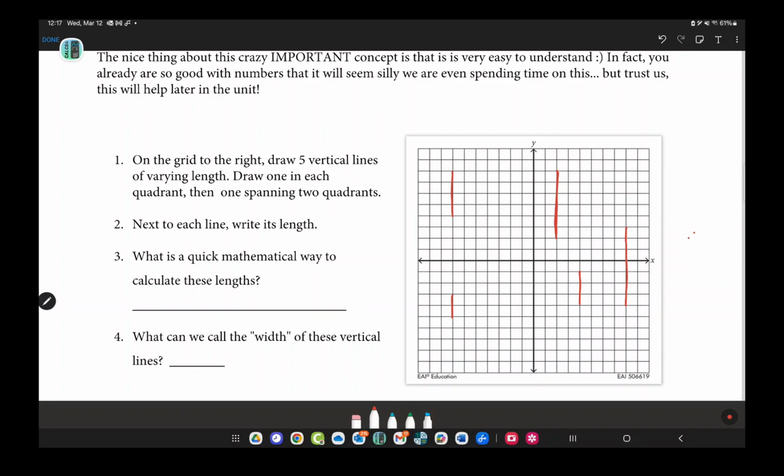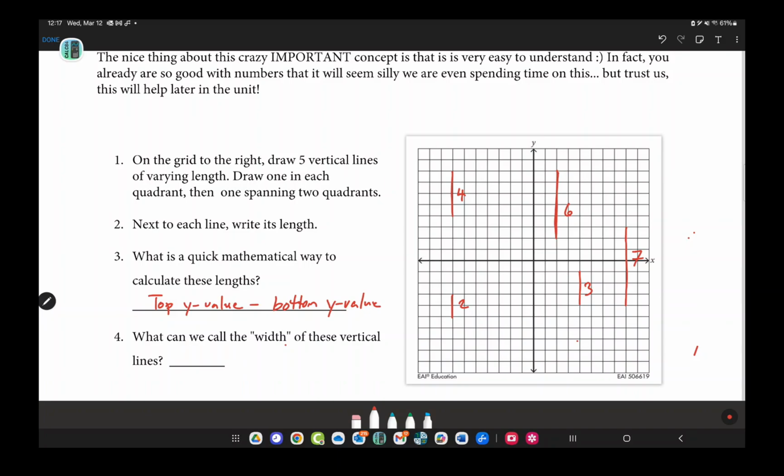So now draw, next line, write its length. So this is 4 on mine, this is 2, this is 1, 2, 3, 4, 5, 6. This is 3, this is 7. What is a quick mathematical way to calculate these lengths? Now they're vertical lines, right? So did x change? No, what's the only thing that changed? Y. So top y value minus bottom y value. And it does seem silly that we even worry about this, but we're going to be doing this a lot.